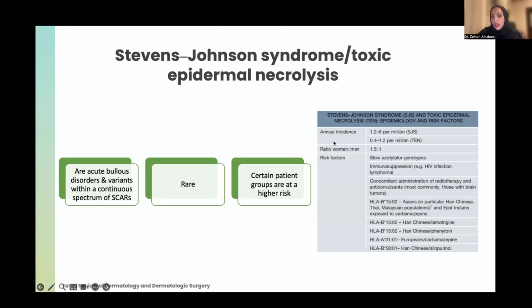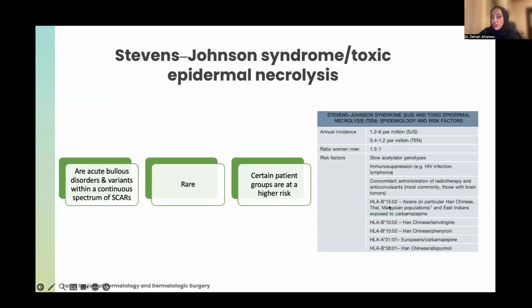So who are they? It's a bit more common in females. Other risk factors include slow acetylator genotypes. So slow acetylator genotypes means that their liver doesn't clear out the medication as fast as other patients, and this is the genetic variation. Immunosuppression, so HIV patients, lymphoma patients. There's this specific one, which is concomitant administration of radiotherapy with anticonvulsants, specifically in those with brain tumors. And then obviously the important one is specific HLA alleles.